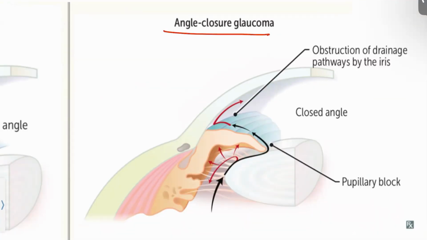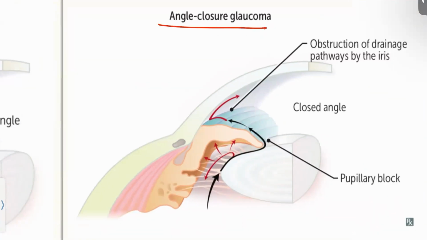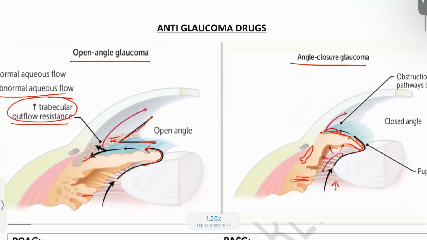Angle closure glaucoma. In angle closure glaucoma, you can see the trabecular meshwork is completely closed, and also your uveoscleral pathway is closed. So this is what is happening with the drainage pathway obstruction. But why is this drainage pathway obstruction happening? Due to the pupillary block. We all know that after being produced from the ciliary body, the aqueous should enter through the pupil. But here you can see your pupil is completely blocked. So the aqueous in the posterior chamber keeps increasing, and your intraocular pressure is also increasing. So this is the difference between open angle glaucoma and angle closure glaucoma.